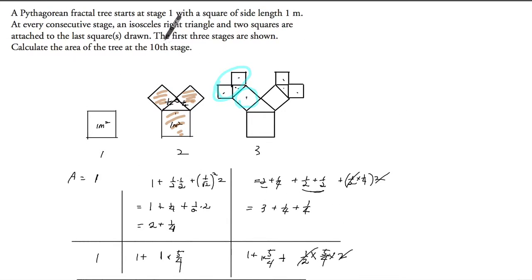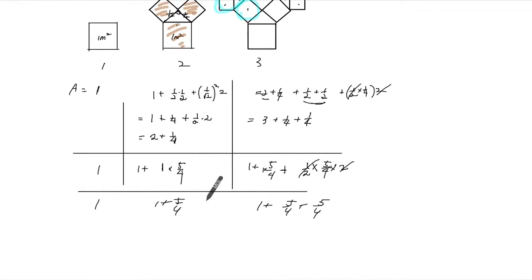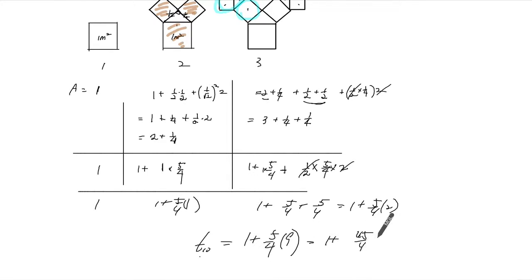So the question was, calculate the area for the 10th stage. The 10th stage, T10, represents the 10th stage, is going to be 1 plus 5 over 4. We're just adding by 5 over 4, so it's going to be 9. This represents the second stage. We get multiplied by 1. This is equivalent to 1 plus 5 over 4 times by 2. So the 10th stage is times by 9. So it's 1 plus 45 over 4. And that's 11 and 1 over 4. So the answer is 12 and 1 over 4. Of course, this is the area, so it's meter squared.